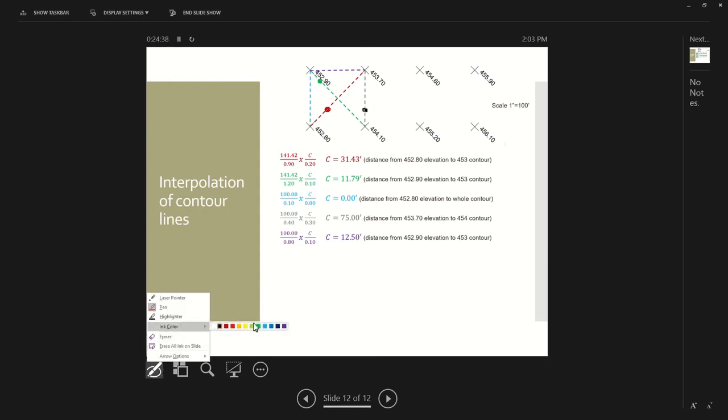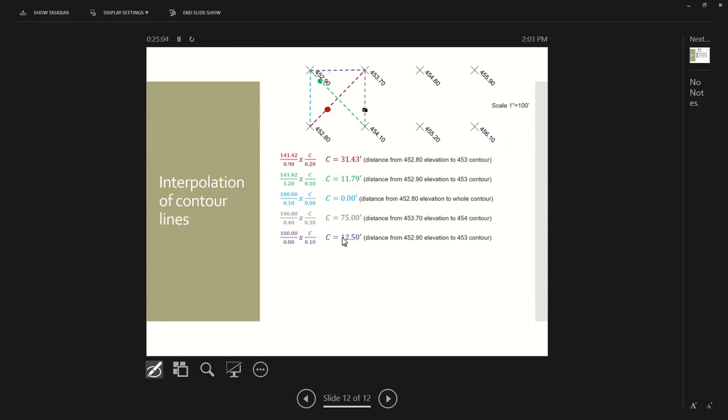I'm going to change my ink color to purple. All right, so the purple line, it looks like we have the 453 contour that's ending up between these two. So it's 100 feet between them. That's A. B is the change in elevation between the 2 points. C is what we're trying to find. And D is the elevation from my lowest elevation to the point I'm trying to find.